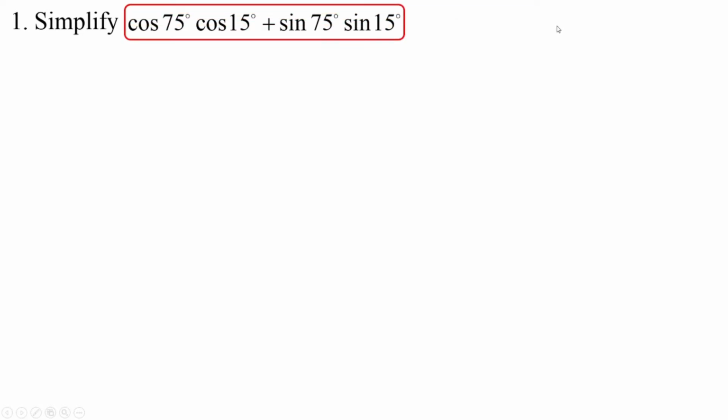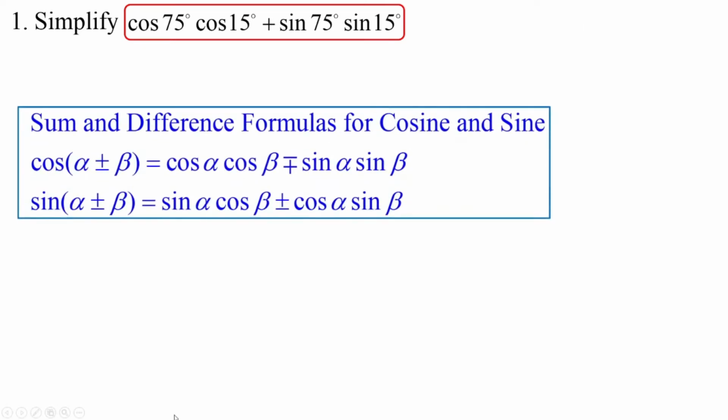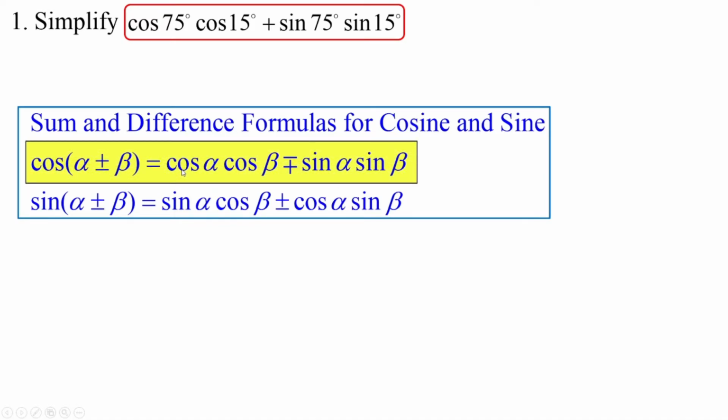All right, so let's see. I think we're going to use cosine of alpha minus beta right here. And you see how I did that? Here are my sum and difference formulas for cosine and sine. And look at that, cosine of alpha plus or minus beta. What I recognize is cosine, so I know I'm going to use this top one right here. And the key is this: you're going to go cosine, and your two angles are 75 and 15.